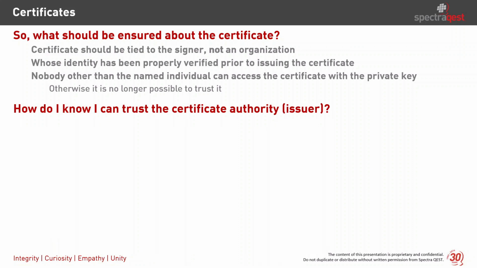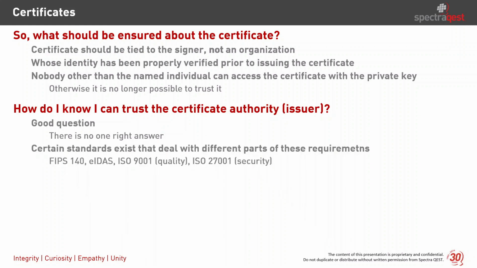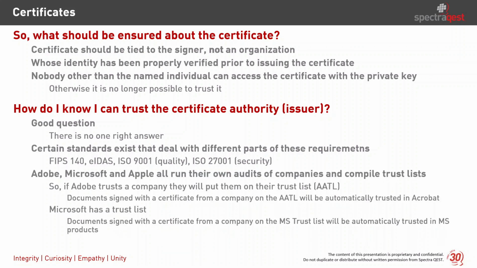So how do I know if I can trust the certificate authority or the issuer of that certificate? That's a good question, and there is not really one right answer. There are certain standards that exist that companies can be accredited to, and certificate authorities specifically can be accredited to deal with different parts of these requirements. Adobe, Microsoft, and Apple all do run their own audits of companies and compile what are called trust lists. So they look at the processes in place at certificate authorities, and if they find them to meet certain requirements that they've set out for security and lifecycle management of certificates, etc., they will put them on a list and say, we trust these certificate authorities to do a good job.